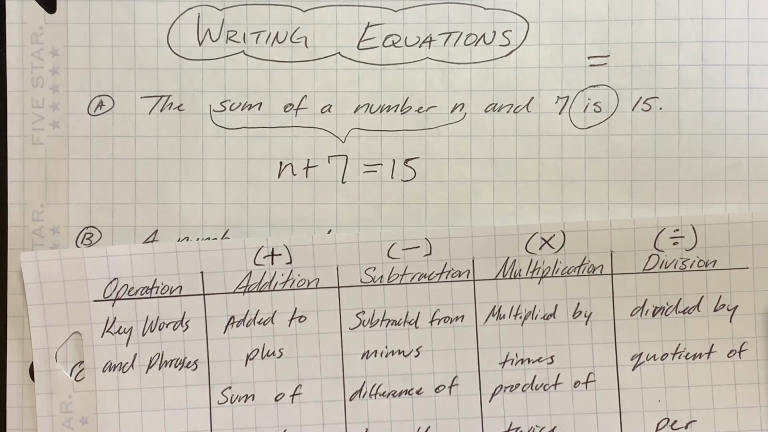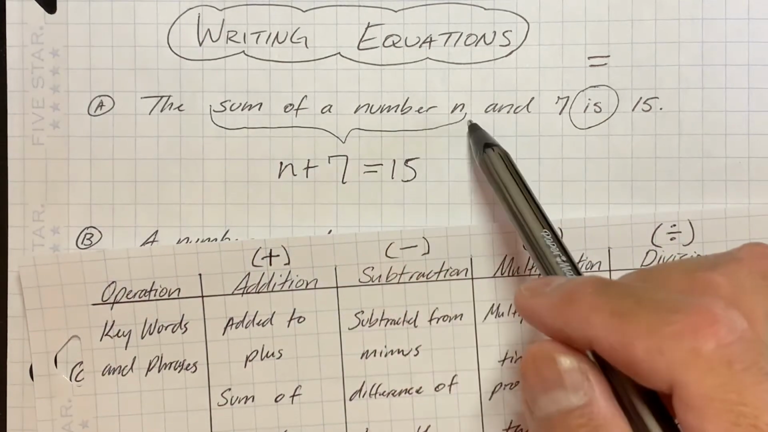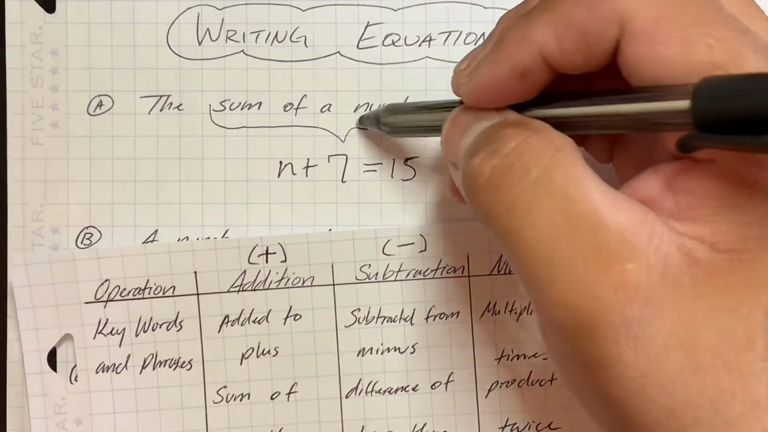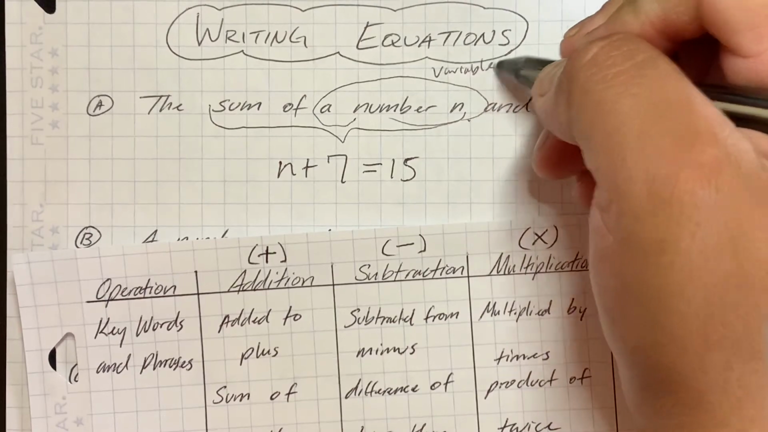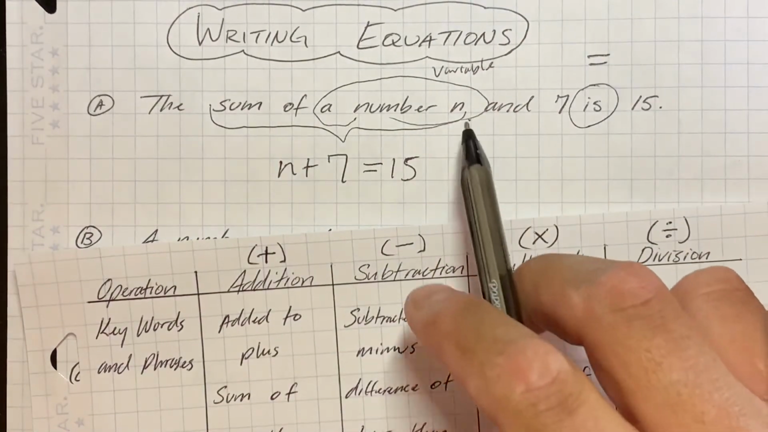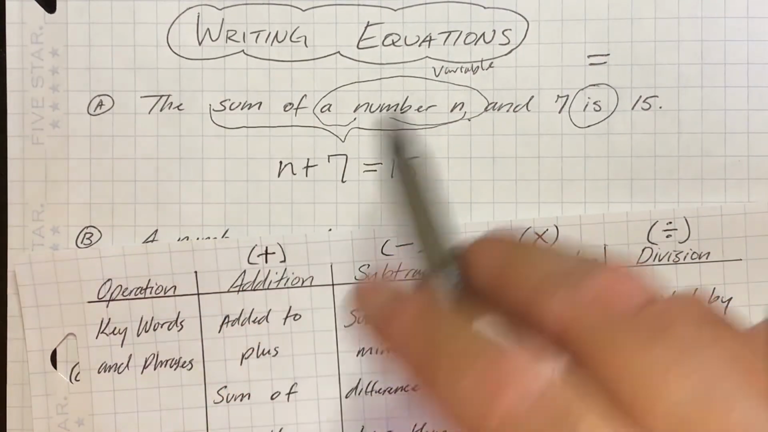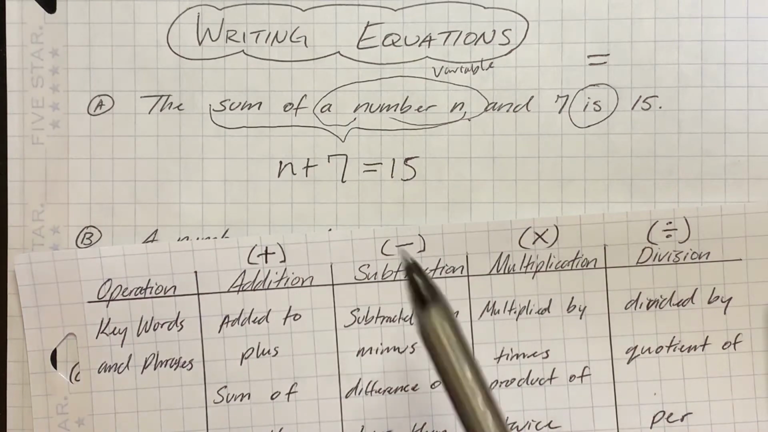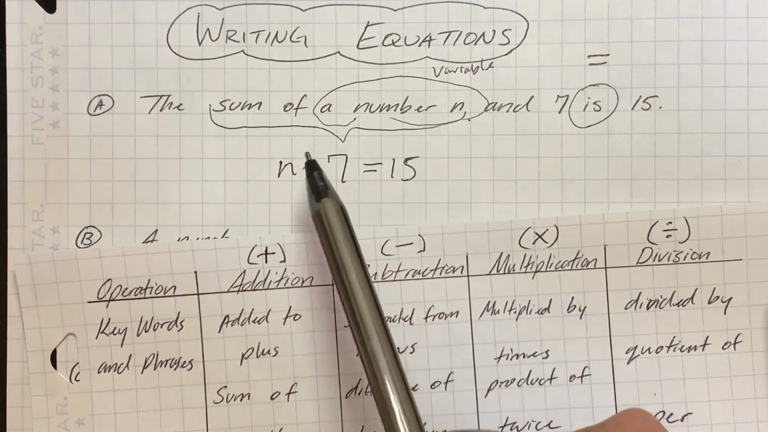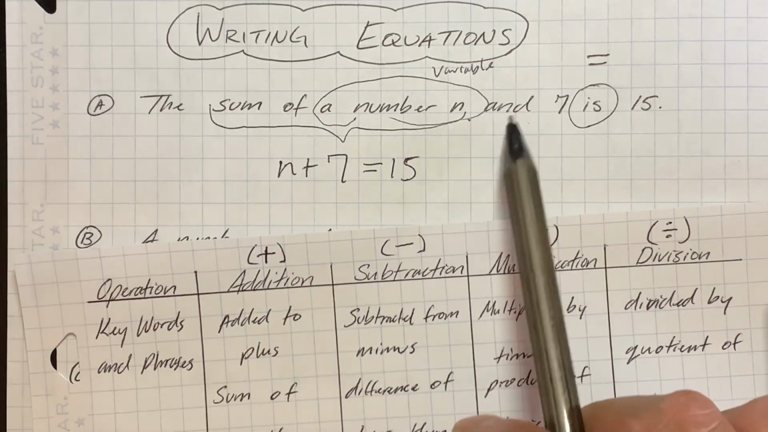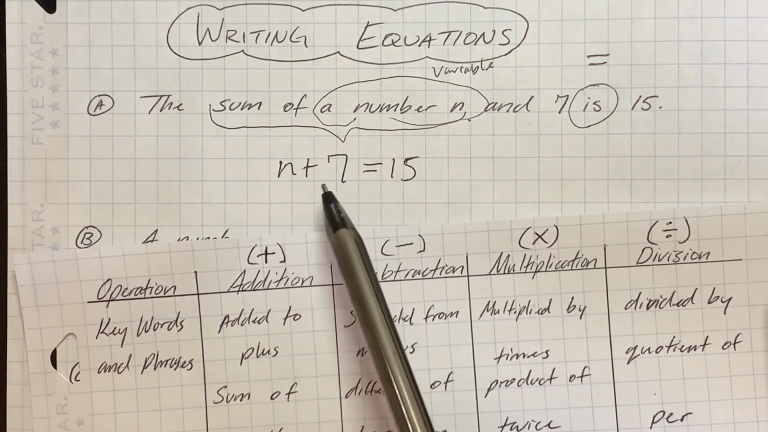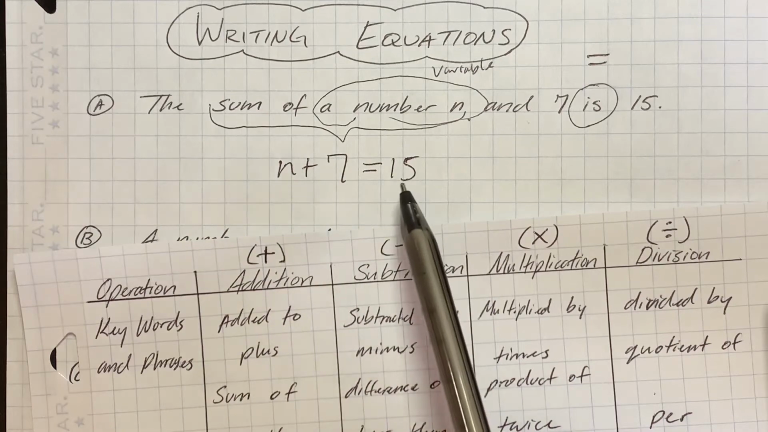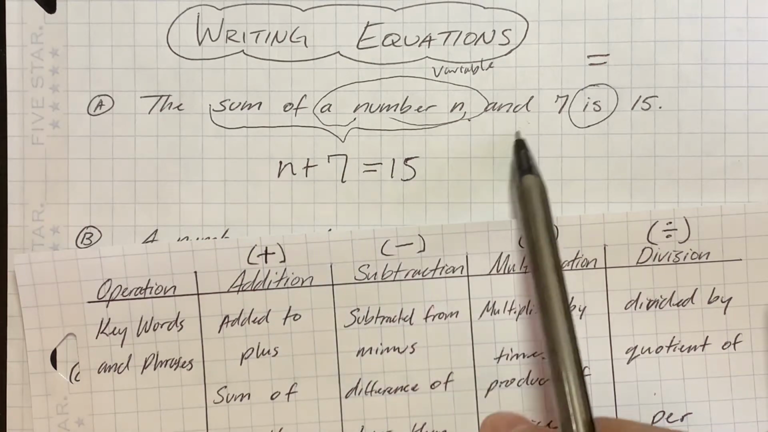Anytime you hear or see a number, this is basically a variable, and sum of tells you to add. So the sum of a number n, whatever n is, we add that to 7, and that is going to be equivalent to 15.